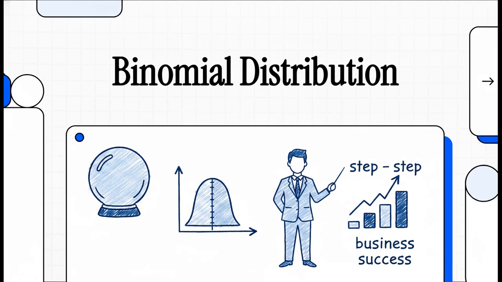Today, we're going to completely change the way you look at uncertainty. We're stepping into the shoes of top-tier business strategists and uncovering a mathematical tool that essentially acts like a crystal ball. I'm talking about the binomial distribution. We are going to learn exactly how this concept serves as a step-by-step guide to predicting business success.